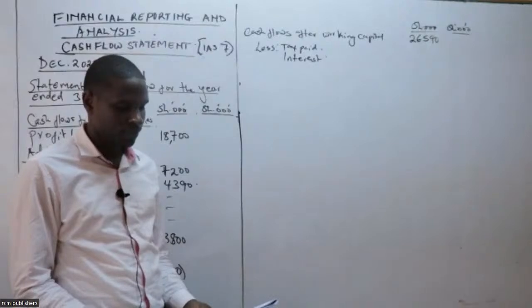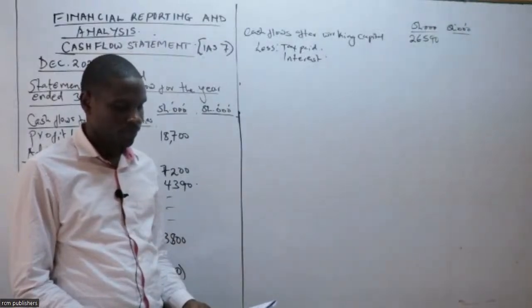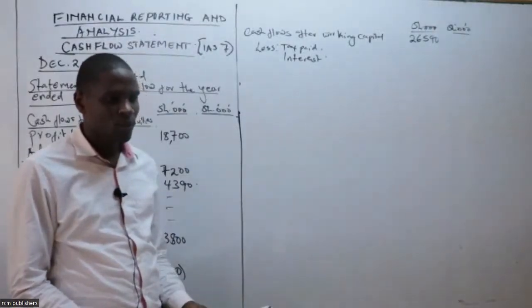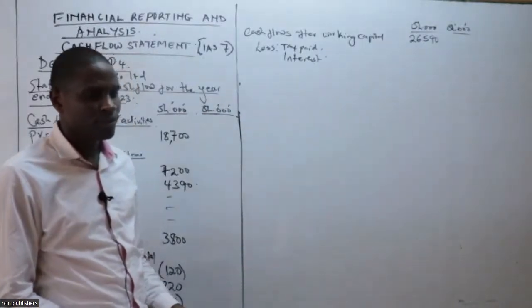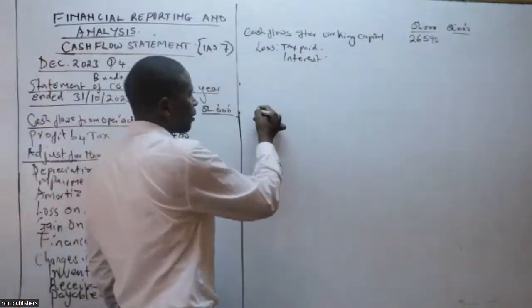Let's see. Tax paid was... that was interest paid, right? I think that was interest paid. How much was the tax? Okay, so I think what we should do, let's have an account here very fast.